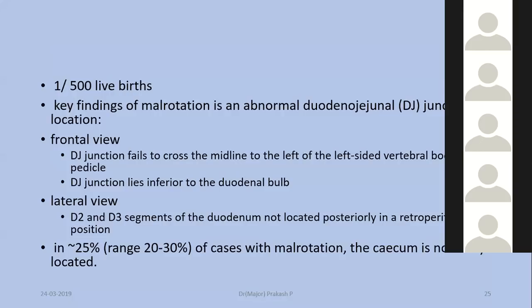Normally, in today's time, none of us take a lateral view. So this is more theoretical. If an examiner is an old timer, he or she may ask this, so you may have to know that for exam purpose. Otherwise, in practical terms, lateral views are very rarely taken.